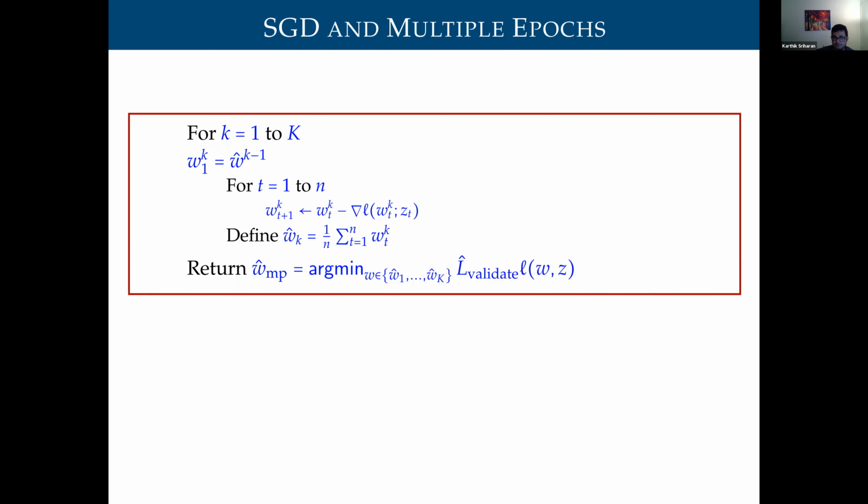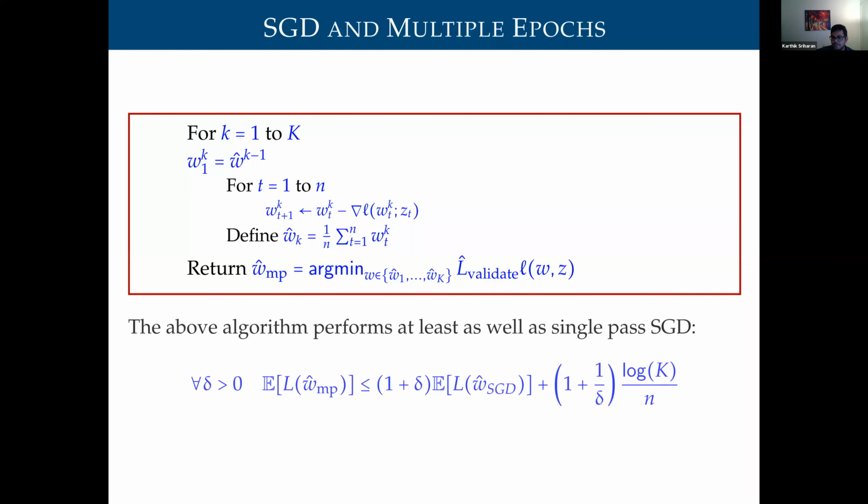Okay, this is a simple multi-epoch SGD. Forget about the equation; basically what this says is that the multi-epoch SGD that I have written down here will at least perform as well as a single epoch SGD. Its test error is going to be close to the single epoch SGD plus a factor of log K over M. So in the worst case, you will at least do as well as a single epoch SGD.